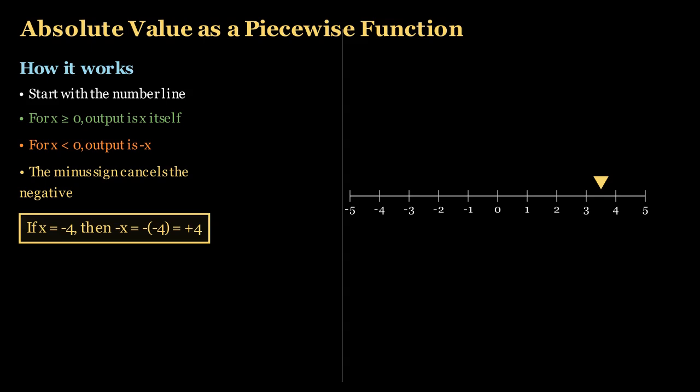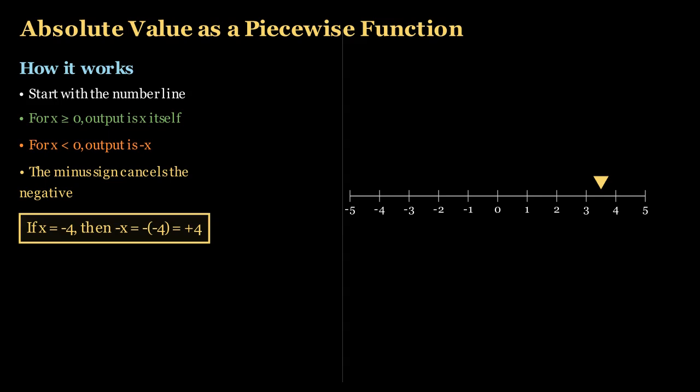Let us see this on a graph. We plot y equals the absolute value of x. For x greater than or equal to 0, the rule says y equals x. That is a straight line going up to the right with a slope of 1. It passes through points like (1, 1) and (2, 2).